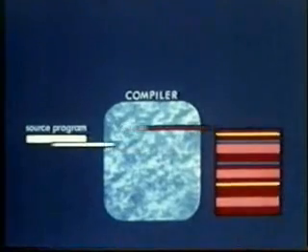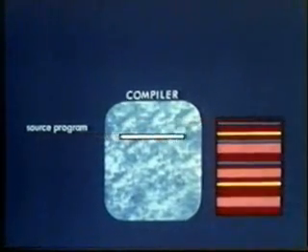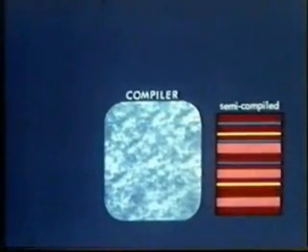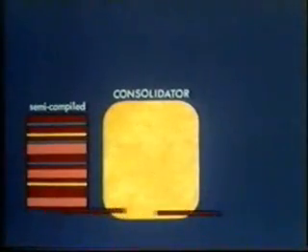This process is repeated till the whole source program has been dealt with, and the first draft of the translation, the semi-compiled program, has been completed. Why call it semi-compiled? Because this is only half the story. The compiler now calls in another special program, the consolidator, which turns the semi-compiled draft into the final or object program.